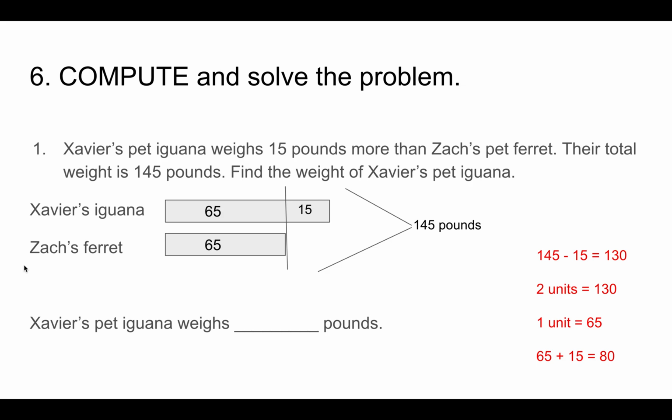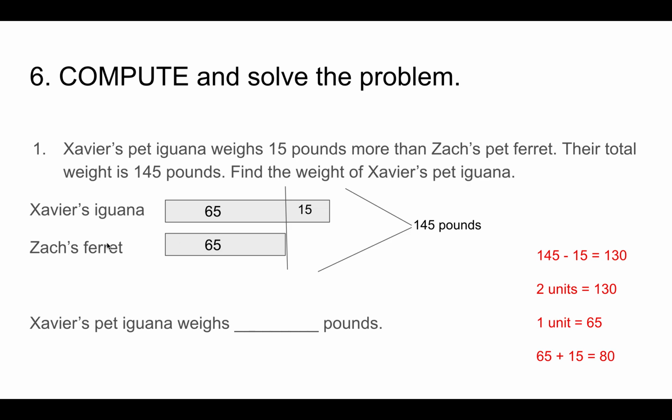Next, you're going to compute and solve the problem. Well, in order to find these 2 equal pieces, I said 145 pounds minus 15. I took out that little chunk. And I said that's 130. So then I know these 2 units equal 130 pounds. So 1 unit must equal 65. 65 is half of 130. So I took out my question marks and I put in 65.